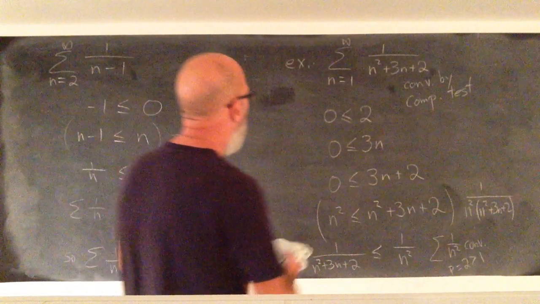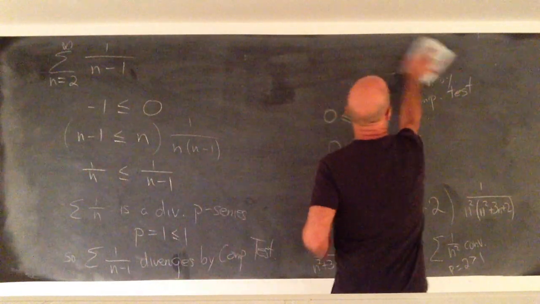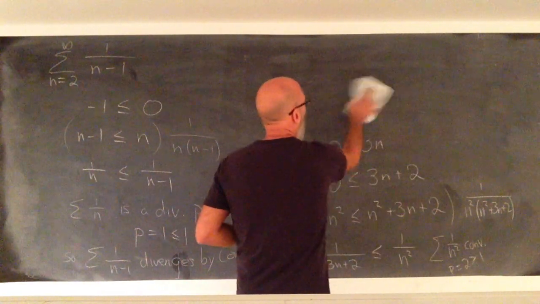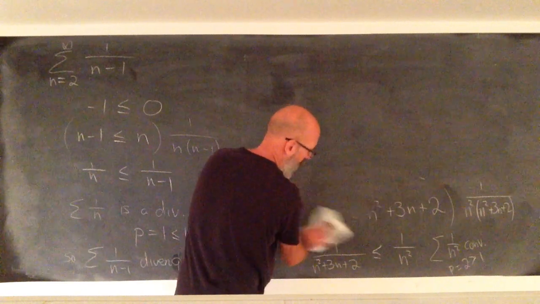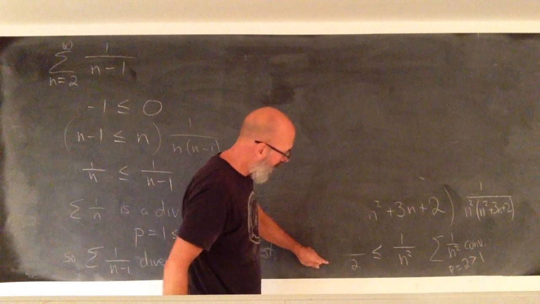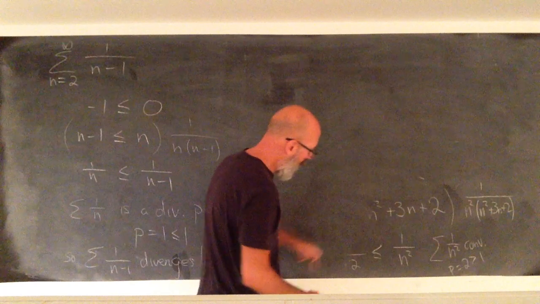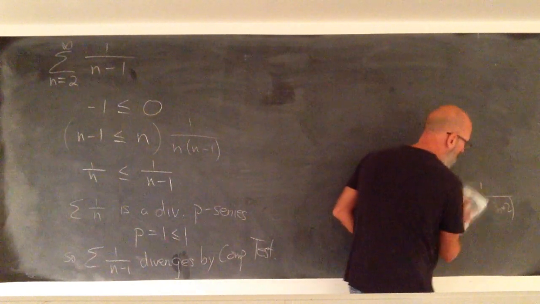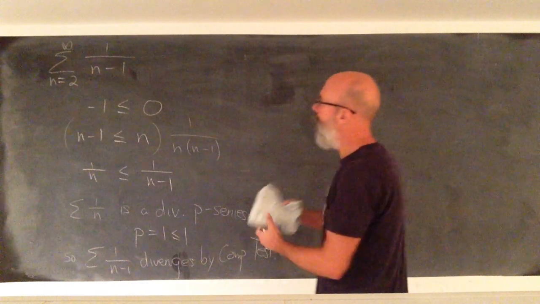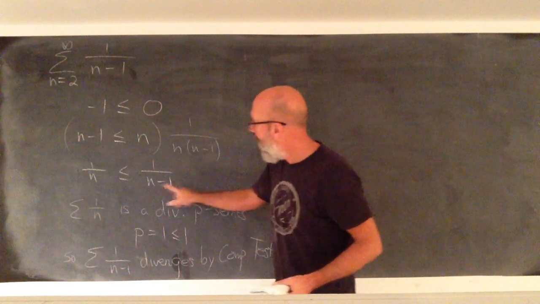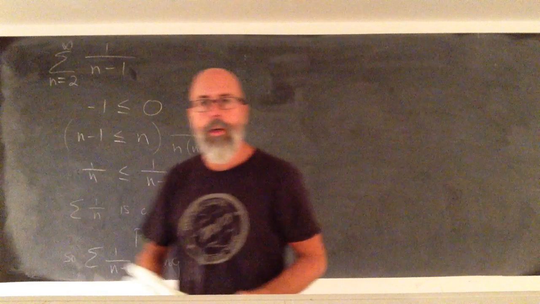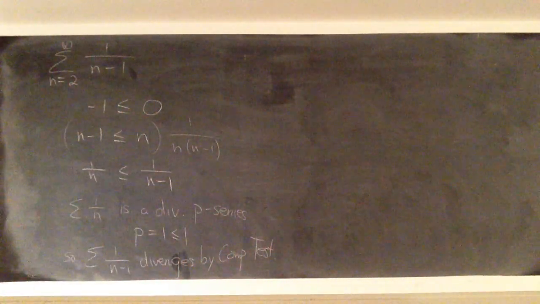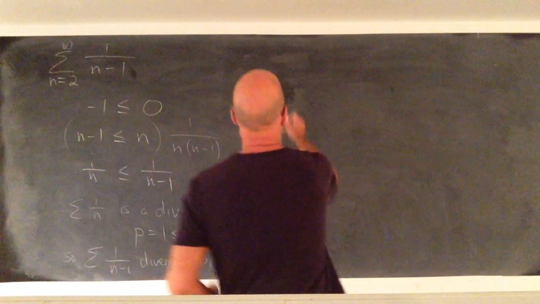Now here's the thing. These worked out very well, right? The example I'm erasing, it was easy to make this less than a convergent series. Here it was easy to make that bigger than a divergent series. But what if it's not working out so well?